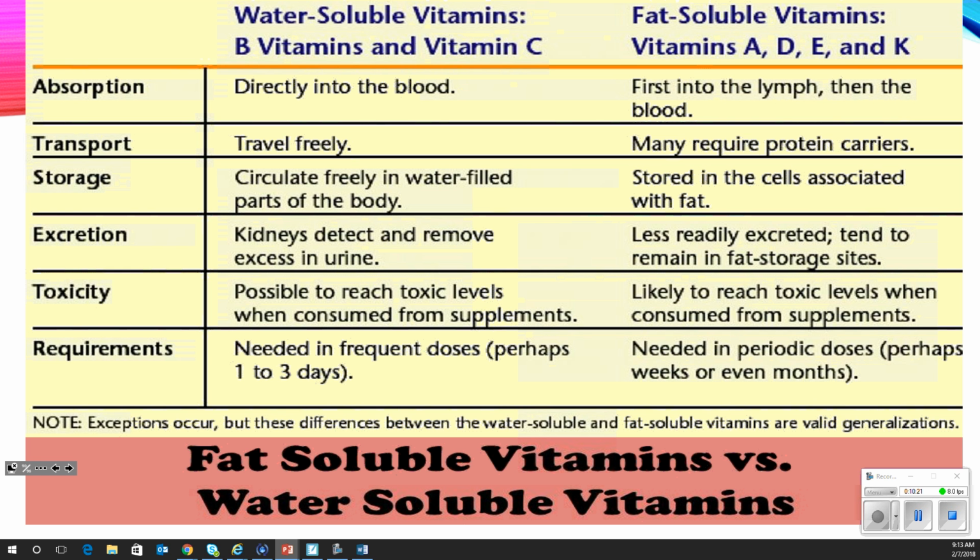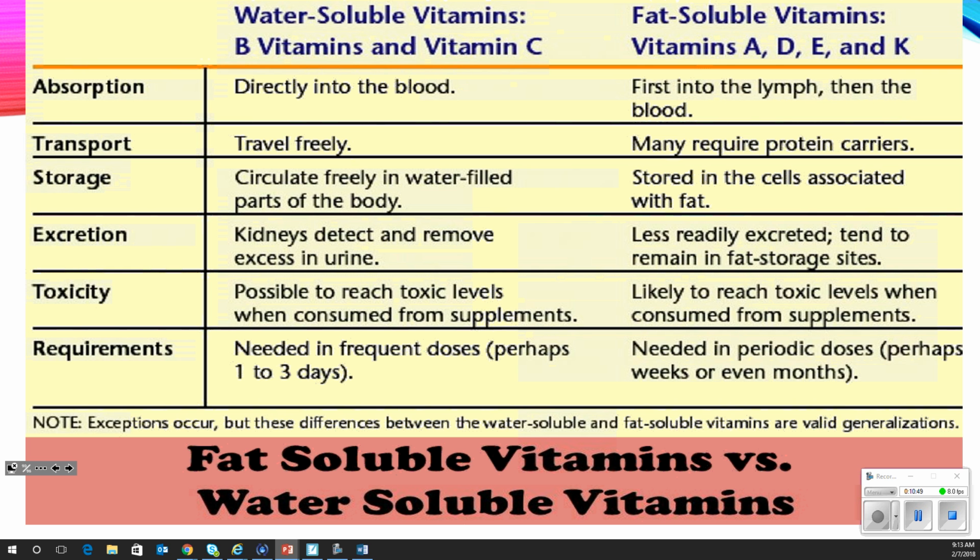Storage of water-soluble vitamins: they circulate freely through the water-filled parts of the body, so there really is no storage. You've got to keep getting them into your system. But the fat-soluble vitamins are stored in cells associated with fat, like I said, usually the liver and the kidney. So you have to be really careful because you don't want to store too much, because then it becomes toxic.